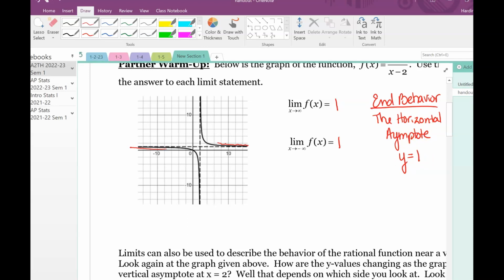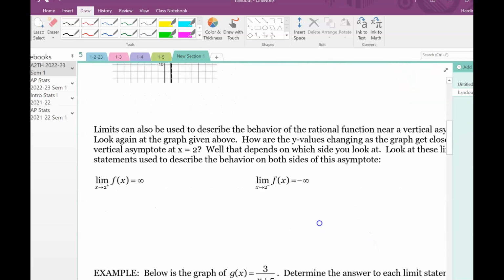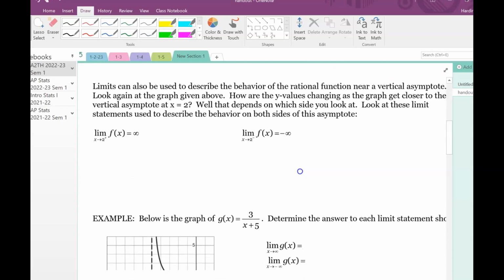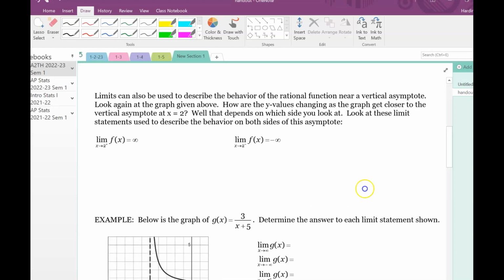Now there's also some strange behavior for rational functions because of these vertical asymptotes. So we are also going to write some limit statements for that. You can see in this next section, limits can also be used to describe the behavior of the rational function near a vertical asymptote. Look again at the graph above. How are the y values changing as the graph gets closer to the vertical asymptote at x equals 2?